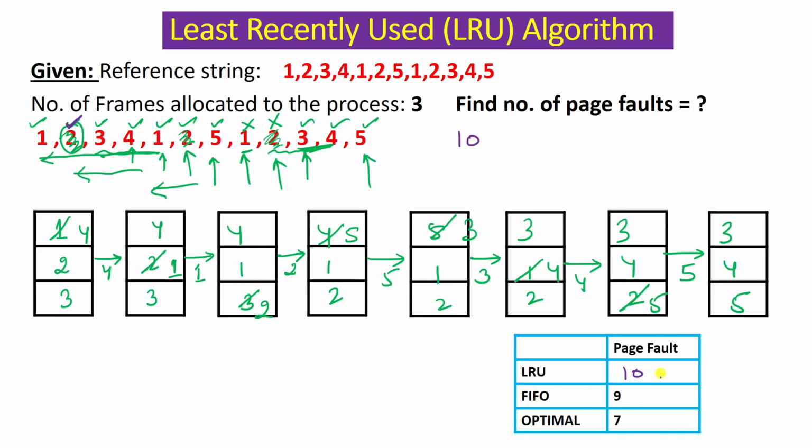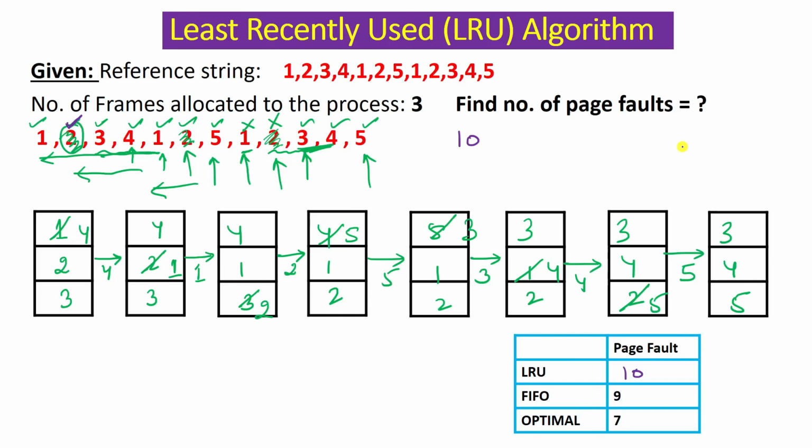But for some reference strings or given allocated frames, LRU may give more page faults than FIFO. But in general, it will be better than FIFO. On average, it will give fewer page faults than FIFO, because it is using the past behavior to predict the future. So in that sense, it is better. I hope you are now very confident about LRU, how it works and why it works in this way. Why it is checking the past to predict the future: because the past is the better predictor for the future.